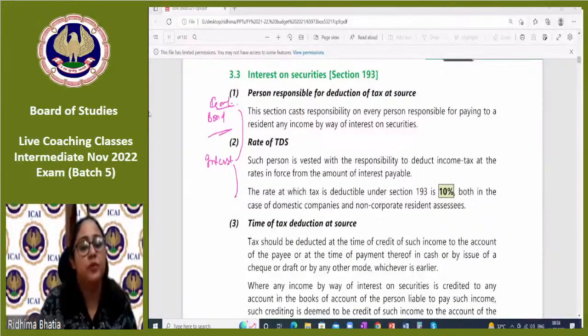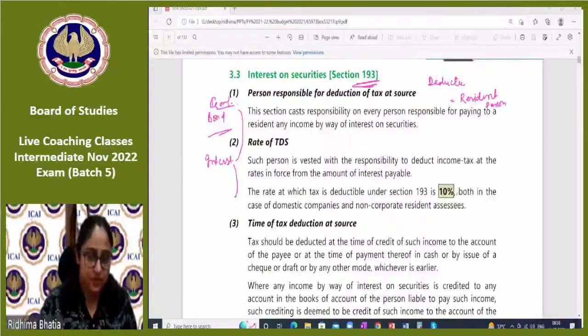Who would deduct the TDS? Any person. But here the deductee is only a resident person. So if you're making a payment of interest to a resident person, think yourself as a deductor. If you're making a payment of interest on securities to a resident person, then only you will deduct the TDS under section 193. The rate of TDS is 10%.